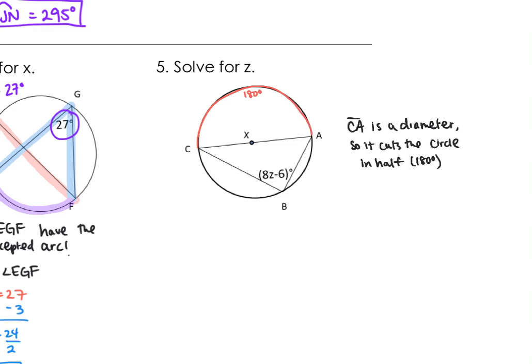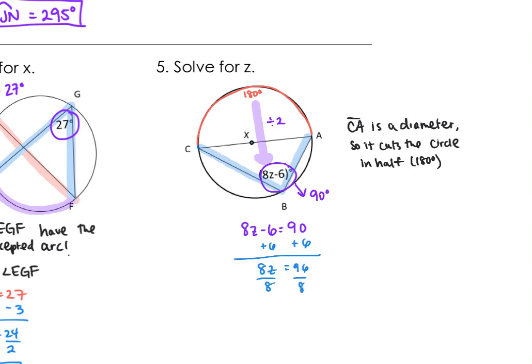If that arc is 180 degrees, the inscribed angle is just going to be divided by 2. To get the angle from the arc, we divide by 2. So this angle right here is 90 degrees. So we can say 8z minus 6 is 90 degrees. Now we can solve for z. We add 6, and then we divide by 8. So z equals 12.